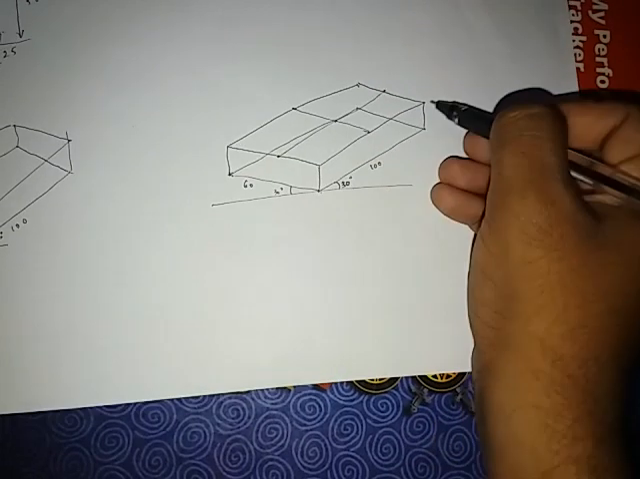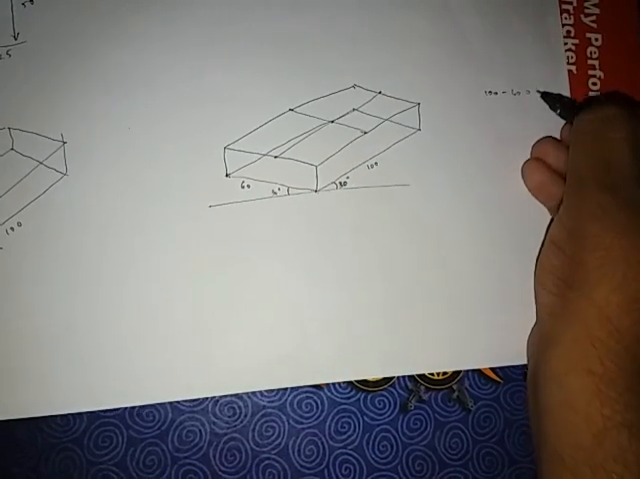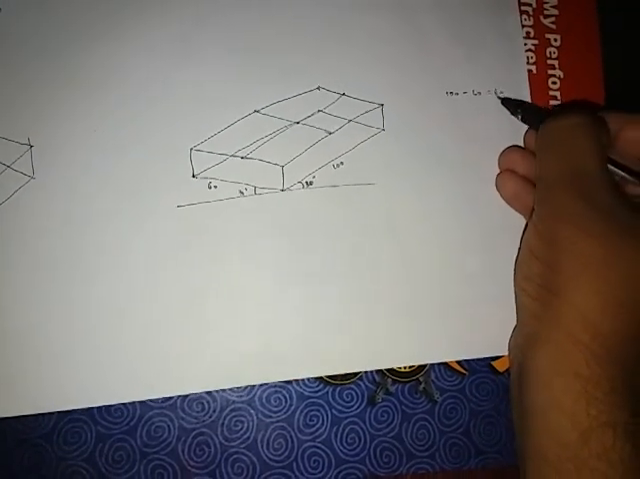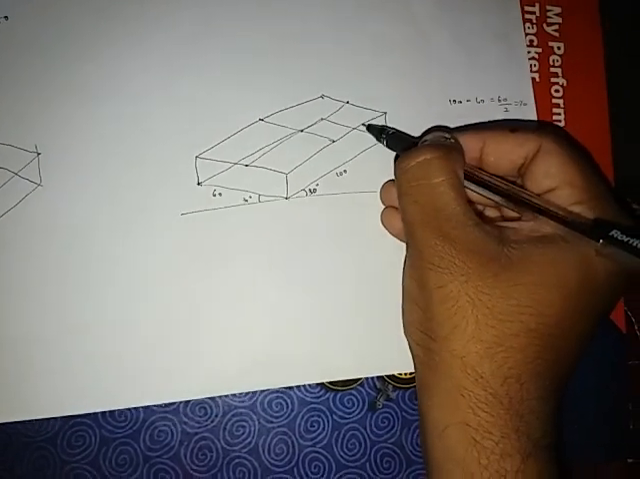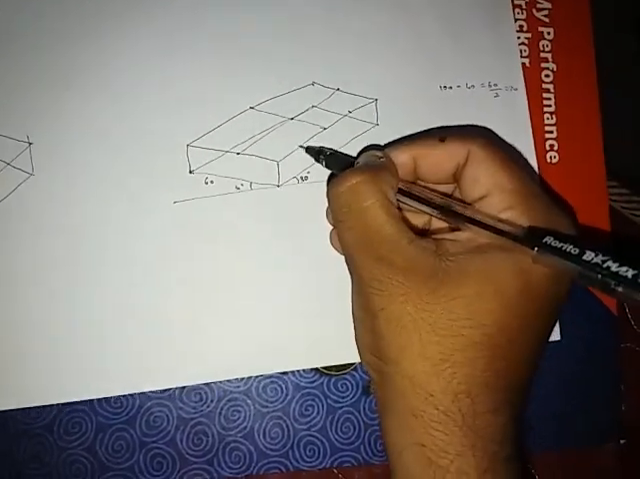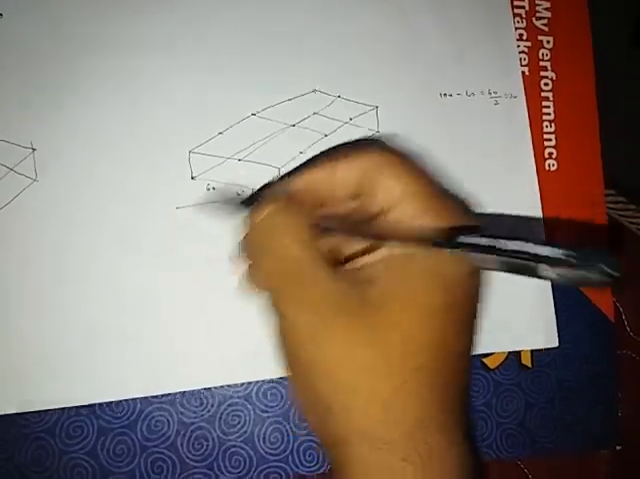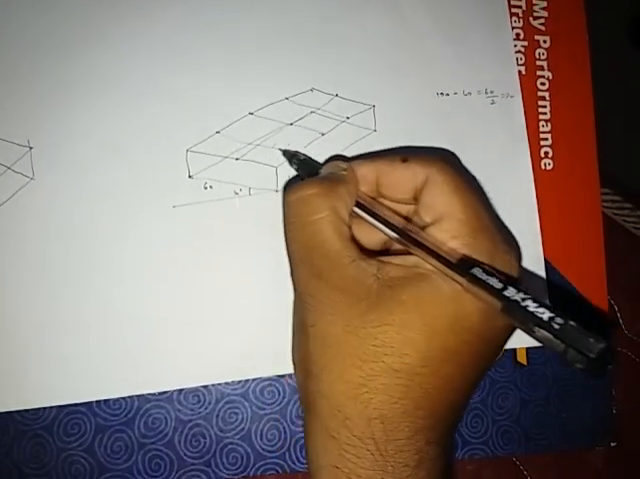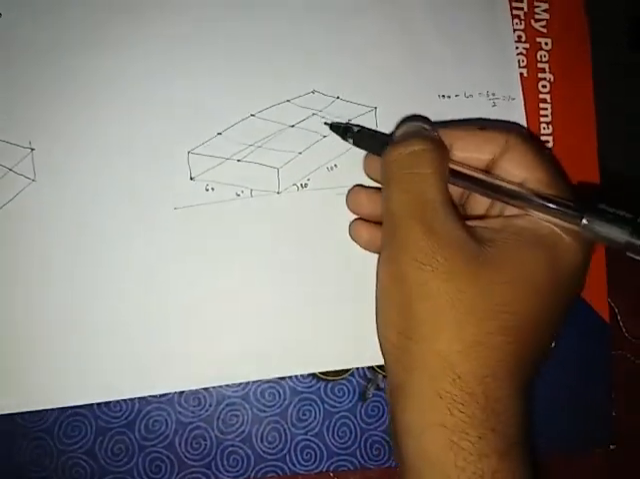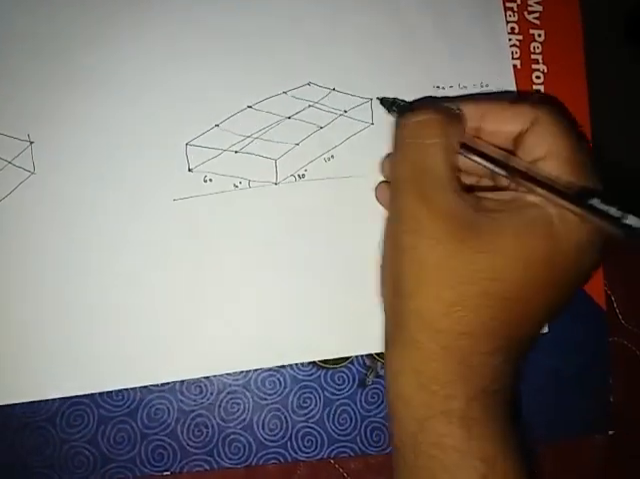This length is 100, which should be reduced to 40. So 100 minus 40 is how much? 60, divided by 2 is 30. So subtract 30 from this side, 30 from this side, 3 divisions from this. So you'll get one rectangle here.